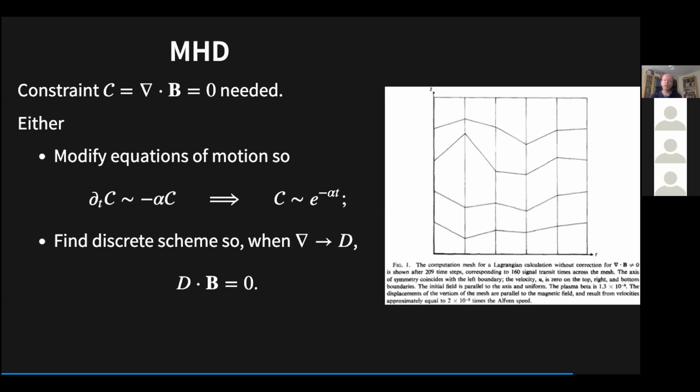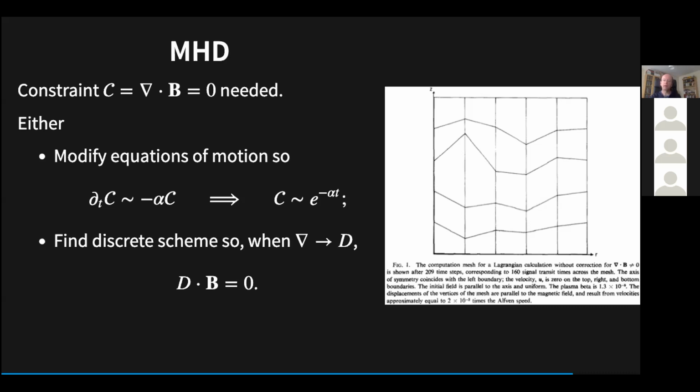Now, constraint equations are a fact of life in numerical relativity. In the 3+1 decomposition, we see the Hamiltonian and momentum constraints that are usually not enforced. They're usually used as an independent measure of the accuracy of the simulation. However, it's been known for decades, this is the classic paper by Brackbill and Barnes from 1980, that if you don't correct for the fact that the divergence of B should be 0, then your simulation will fail in tens to hundreds of steps.